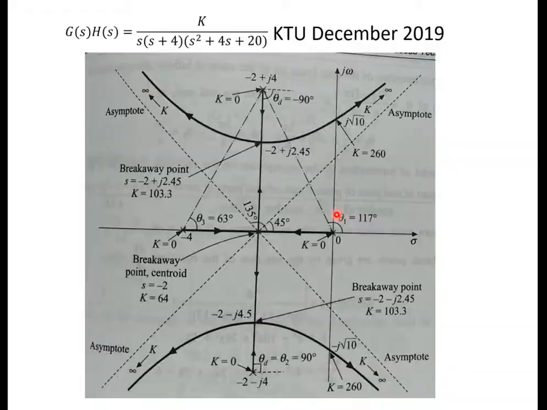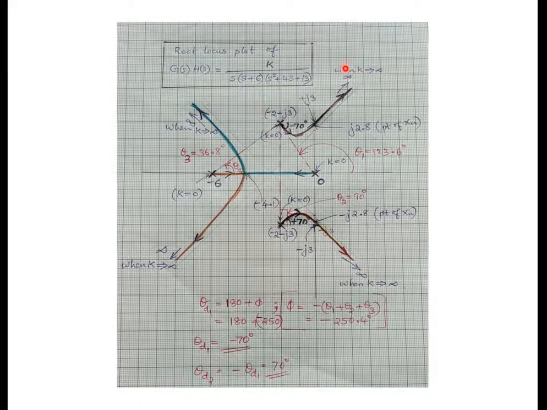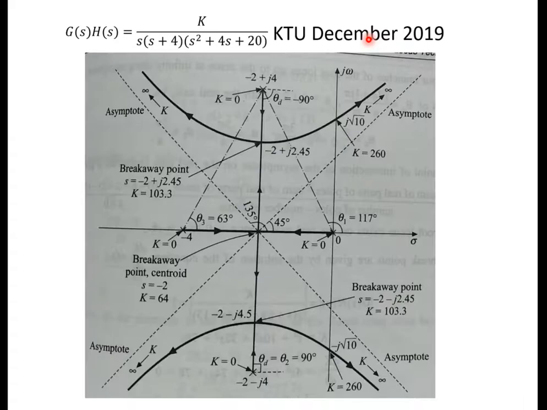And when you draw the root locus, please draw like this, okay, in the graph sheet. You must draw in the graph sheet. Those who are not drawing in the graph sheet will not get any mark, even for the university as well as for the series, okay.